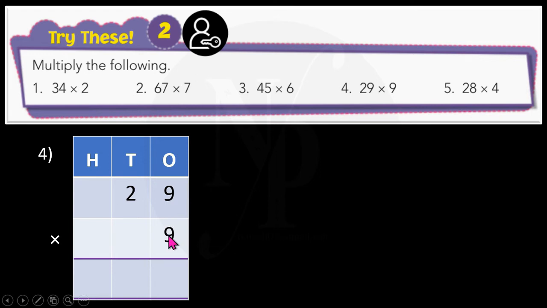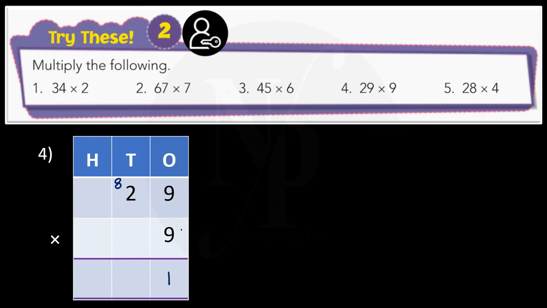So 9 into 9. 9 nines are 81. 81 ones are regrouped as 8 tens and 1 one, which is written in ones column, and 8 is carried forward to the tens column.